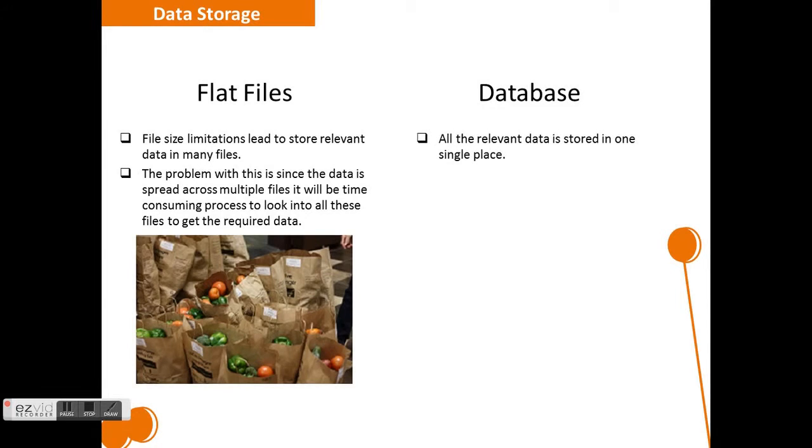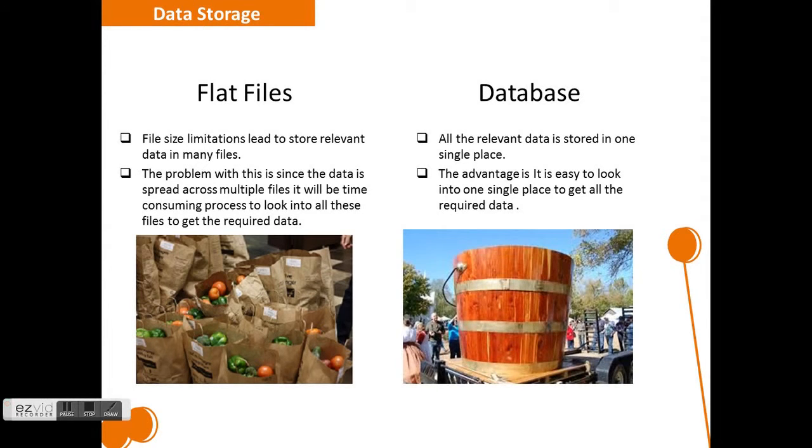Let's see what happens in a database. Here, all the data is stored in one single place, and this efficient data storage mechanism improves the performance while getting relevant data from the database. From this picture, if all the vegetables are in one single large basket, then it will be really easy for us to just look into one place and get all our required vegetables.